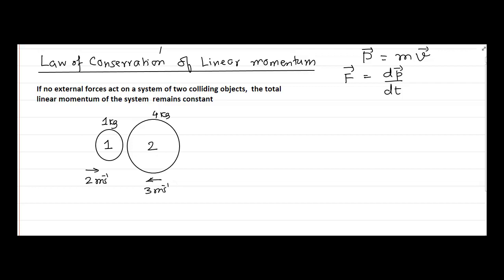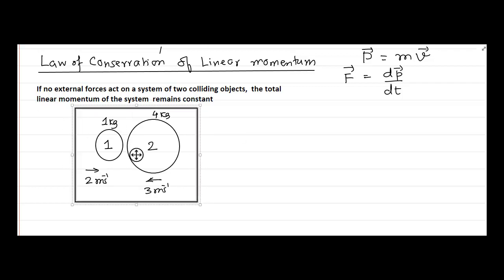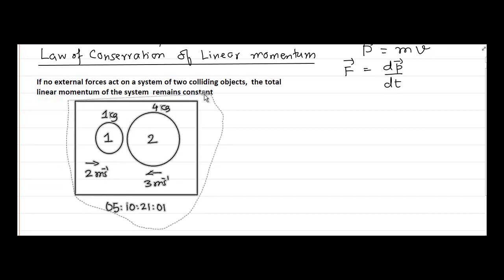So this is the situation at a given instant of time, say 5 hours 10 minutes 21 seconds and 0.1. This is the situation when they are just on the verge of colliding. And what I can do is look at what happens to this entire system in the next second.